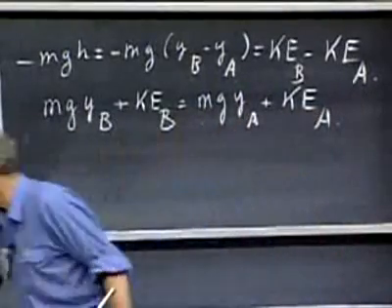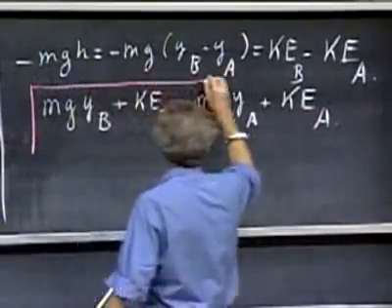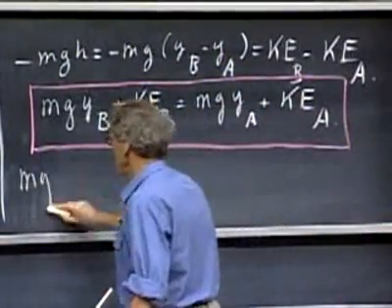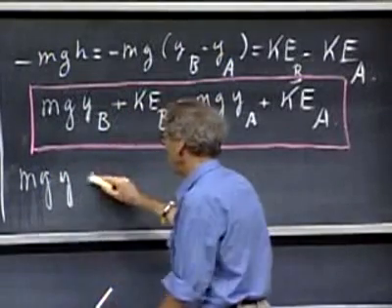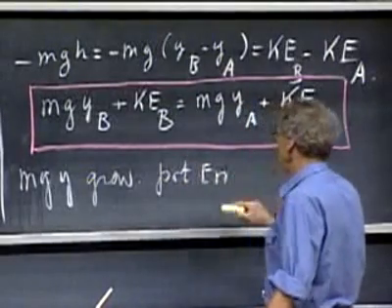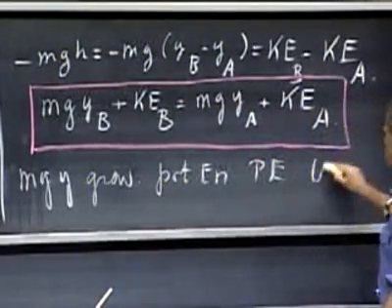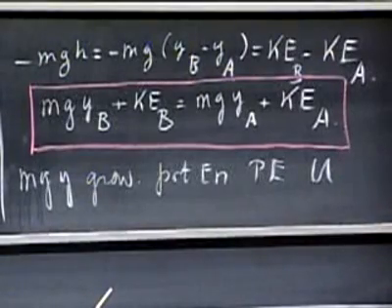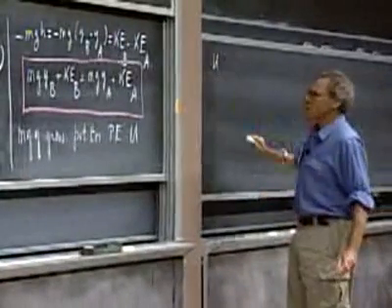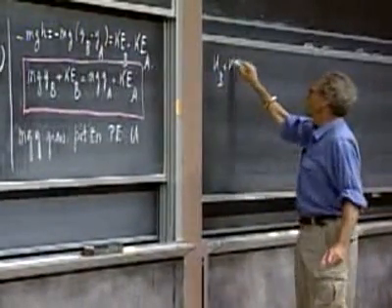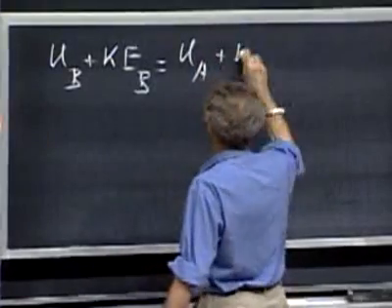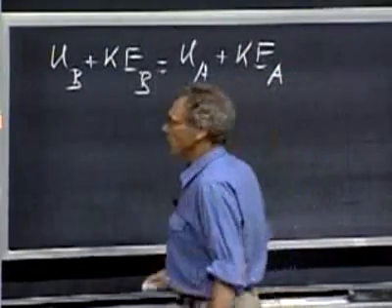And this is truly an amazing result. We call mgy, we give that a name, gravitational potential energy. Often we write for that PE or we write for that a U. And what you're seeing here is that the sum of potential energy at point B and the kinetic energy at point B is the same as the potential energy at A and the kinetic energy at point A.